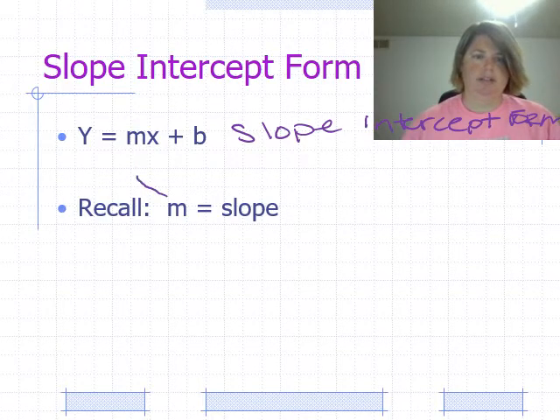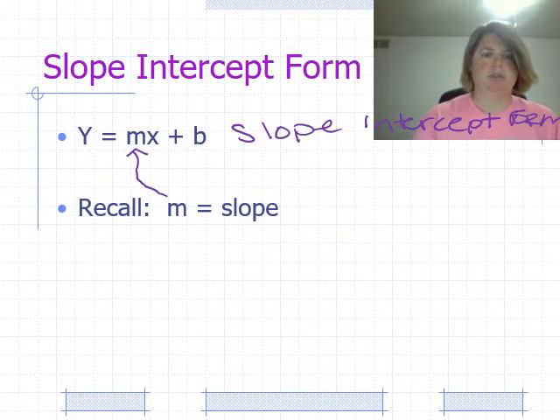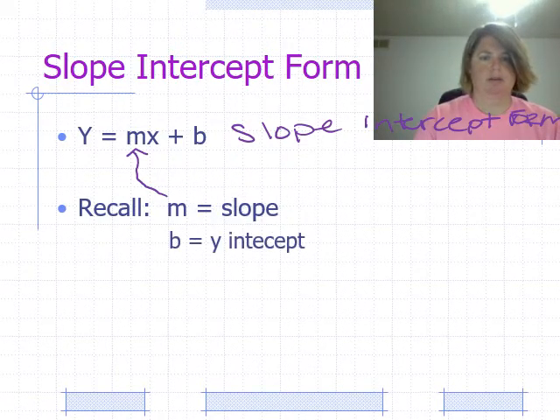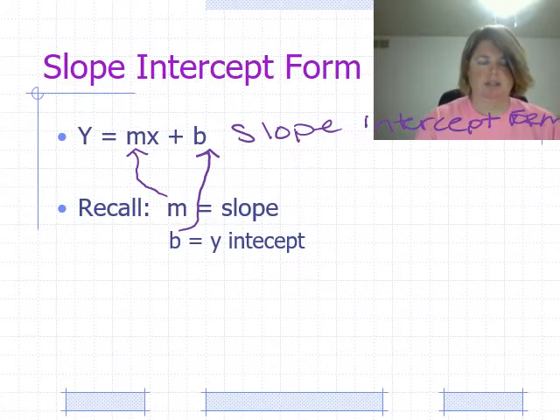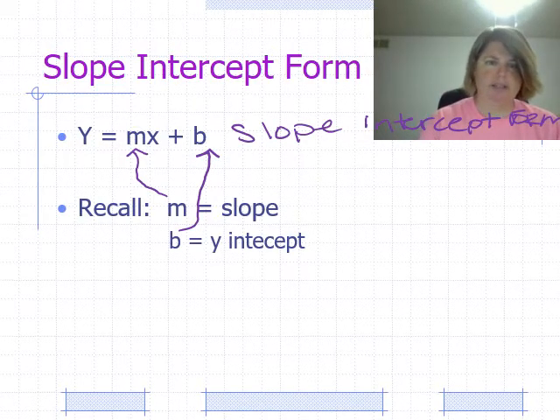All right, so the m is equal to slope. So if you look at this m, it's equal to the slope of the line. It's also sometimes called the coefficient of x when the equation is solved for y. Right? The b is the y-intercept. So b is where the y-intercept lives. As long as the equation is solved for y, it is the constant in the equation.